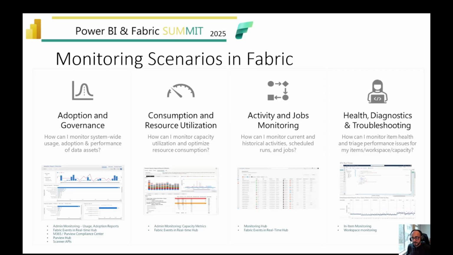The second is capacity metrics, which is consumption and resource utilization. So, as you're paying for Fabric capacity, you want to monitor how your capacities are performing. You want to manage your capacity by understanding utilization, by understanding throttling states, by understanding which operations are consuming the most resources. So, there's a bunch of tools that are available as part of our offering for capacity monitoring, but that's the second pillar.